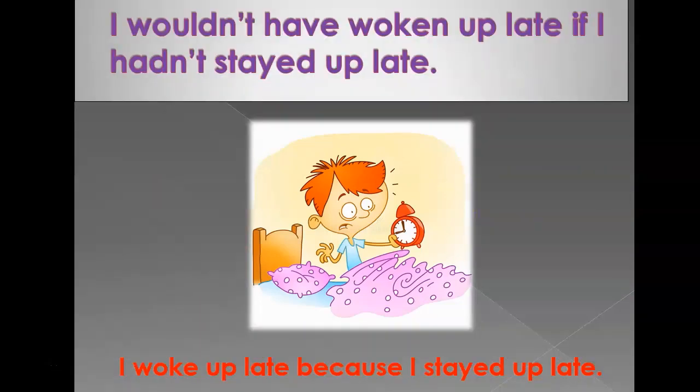Now if we want to express a regret using third conditional, we have something like this: I wouldn't have woken up late if I hadn't stayed up late. In this case, we are saying this backwards. Let's start with this: if I hadn't stayed up late, si no me hubiera desvelado, I wouldn't have woken up late, no me habría levantado tan tarde. That's the way we are expressing regrets using this structure. But we can't change anything because that's a fact that he did wake up late.